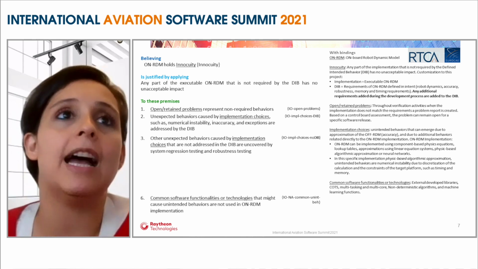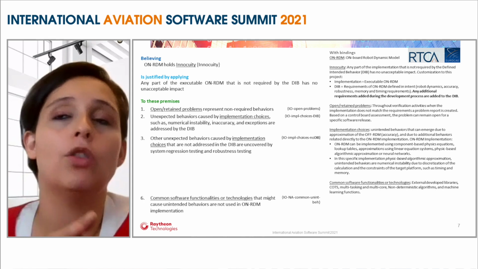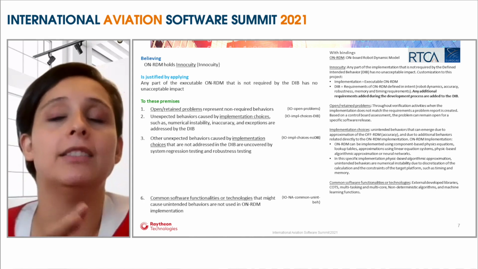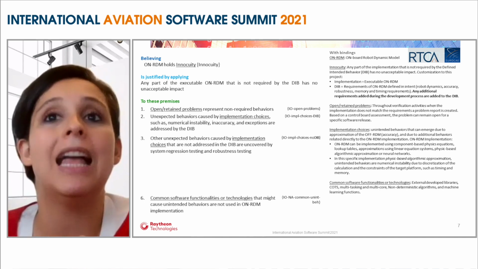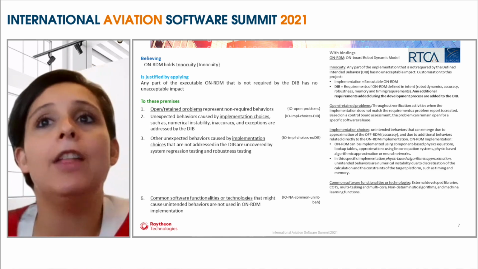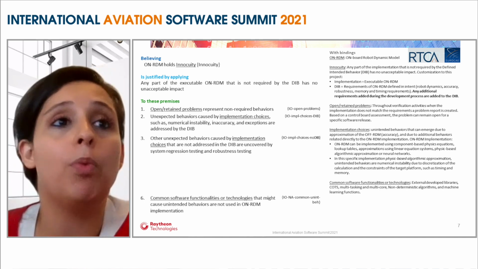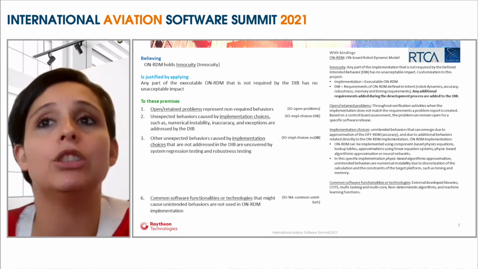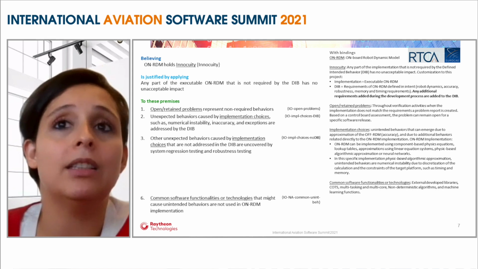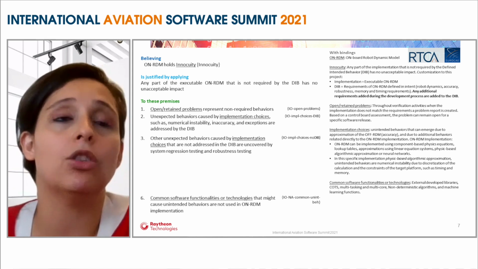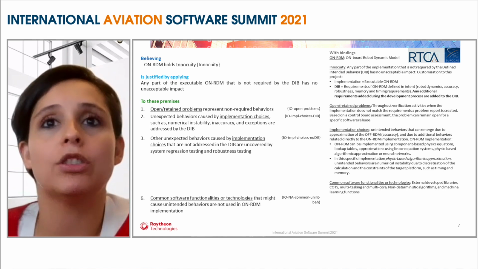They are not inside the final intended behavior. However, they will still be additional unexpected behaviors. And for that, with premise number 3 we are proposing to use system regression testing and robustness testing to address or identify those behaviors.